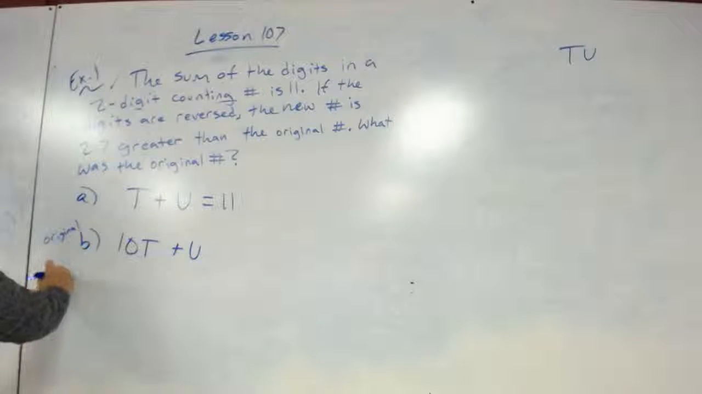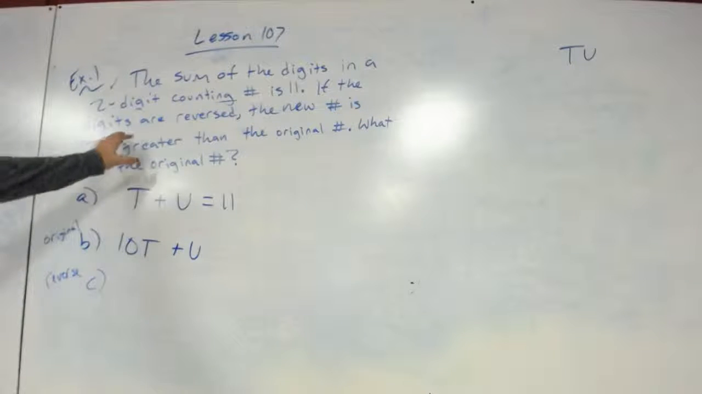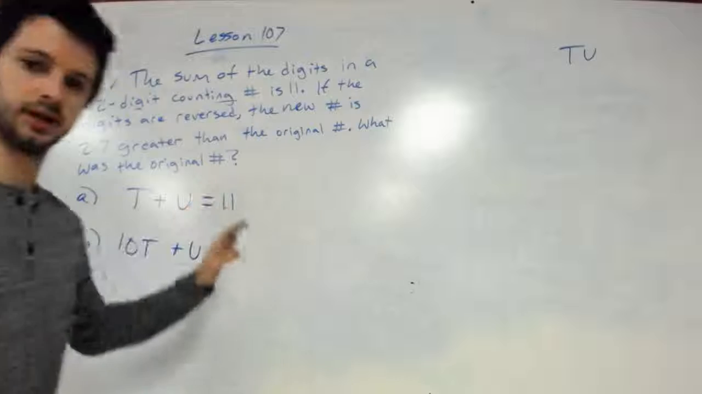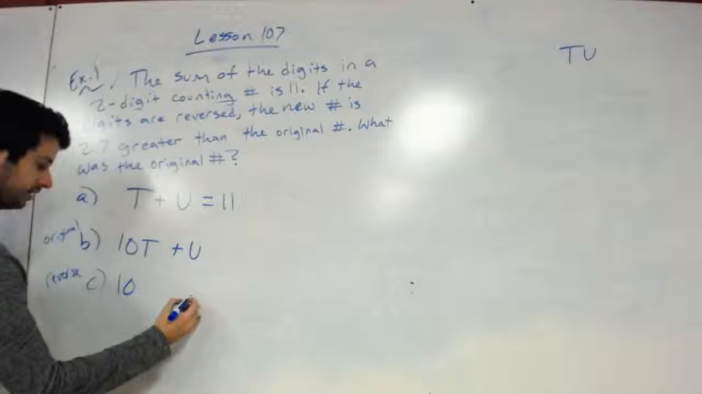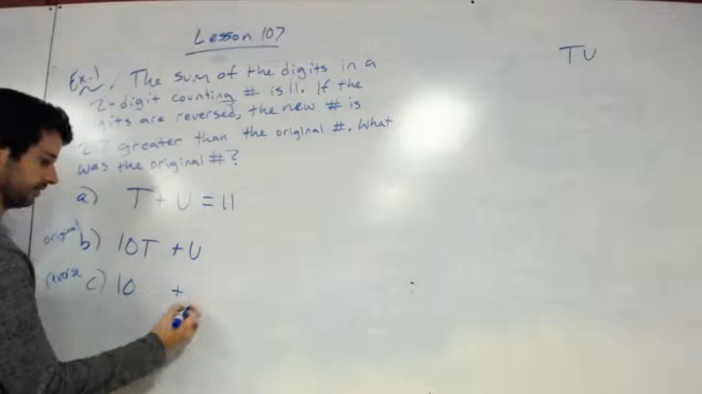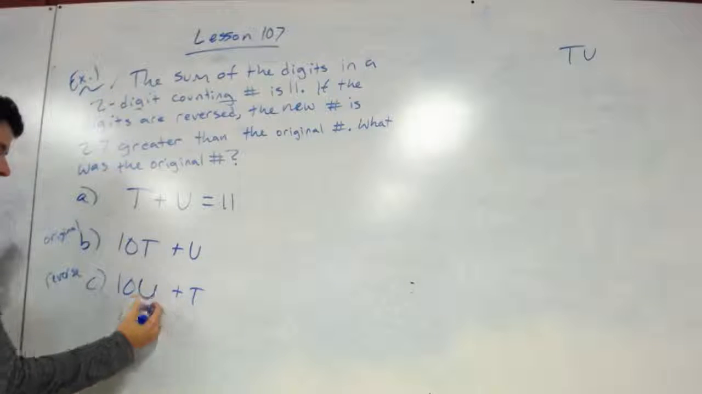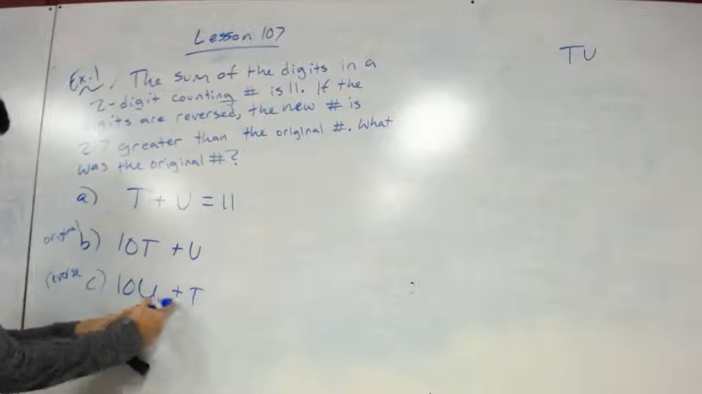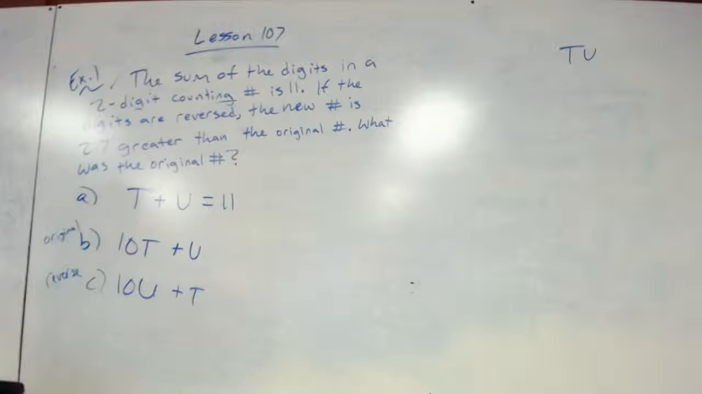Now it says it reversed. When the digits are reversed, the new number is so on and so forth. Let me first define what reversed means. Reverse means the 10 and the 1 for the units place stay the same, but the letters switch. So when the letters switch, that's known as reverse. So now it's 10U plus 1T. Those are my three things here. This is the sum, this is the original, this is the reverse. Now let's try to plug in what we know.